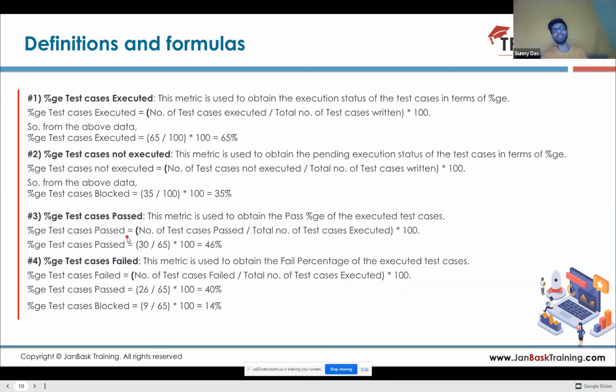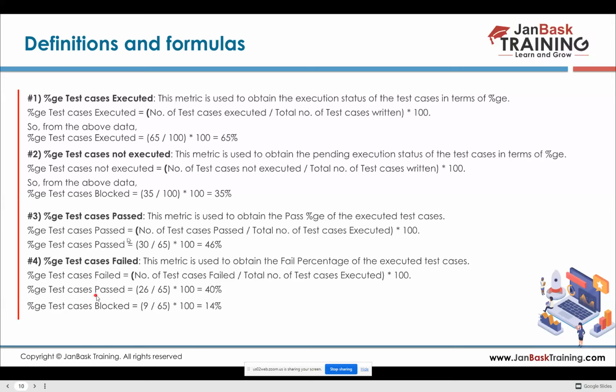Because if you have, say, 500 test cases and only 10 test cases are passed, that doesn't tell you what the actual metric is. You need to also see how many test cases you have executed, and out of that how many test cases are passed or how many are failed, right? So that gives you the actual metric or actual quality. That's why you need to divide it by the number of test cases executed, not by the total number of test cases.